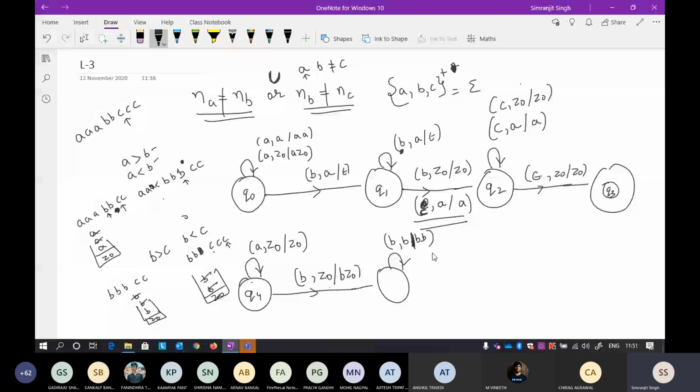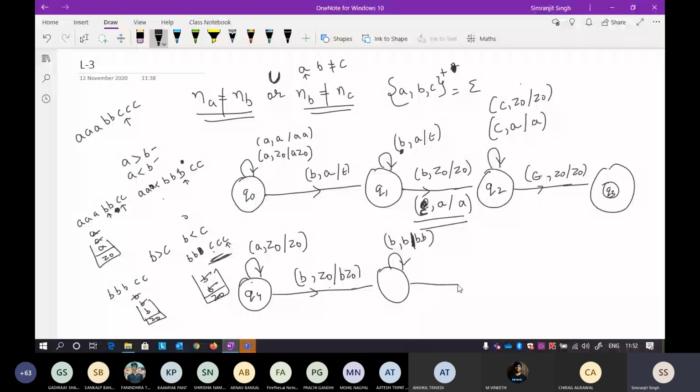So I can say that when I'm talking about this one, when my input is C and at the top of the stack there is a Z node, suppose. Okay, sorry about that. Because by doing this, I think I'm not popping anything, so I have to start popping also. So I'll change the state.